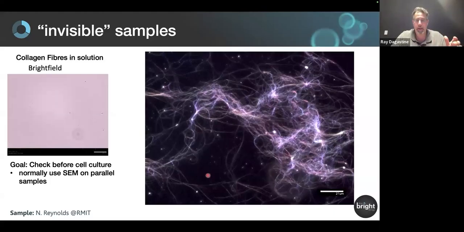And normally this group ends up drying it out, doing an SEM to make sure the collagen fibers are there, and then has a parallel slide where they actually start using it for tissue culture. So again, for that fast check for seeing samples that are really hard, unless you need to go into EM or come up with a staining protocol, this has potential to be interesting.